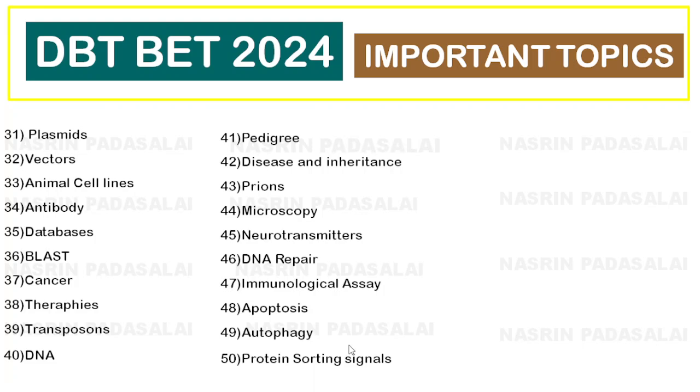Okay, next is protein sorting signals. Okay, so protein sorting and membrane trafficking is very, very important when it comes to the DBT BET examination. So under cell biology, you can expect these questions. So read about protein sorting. In Albert's cell book, they had given clean information about this protein sorting.